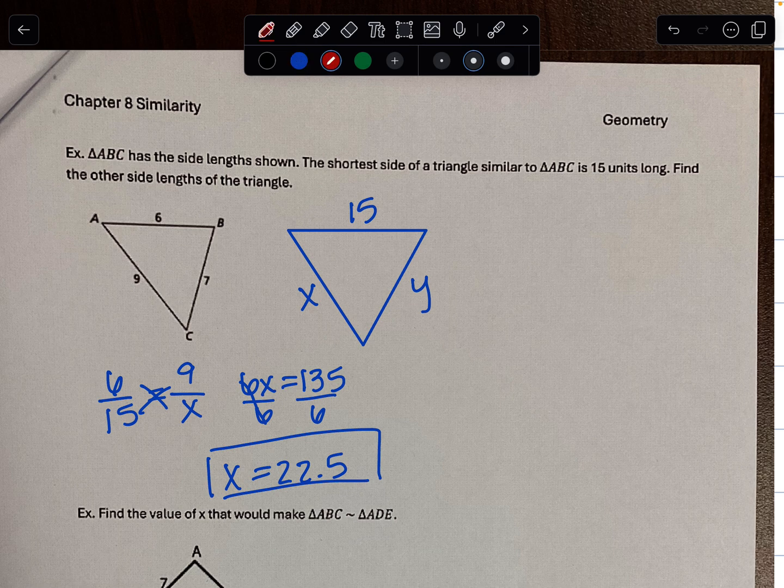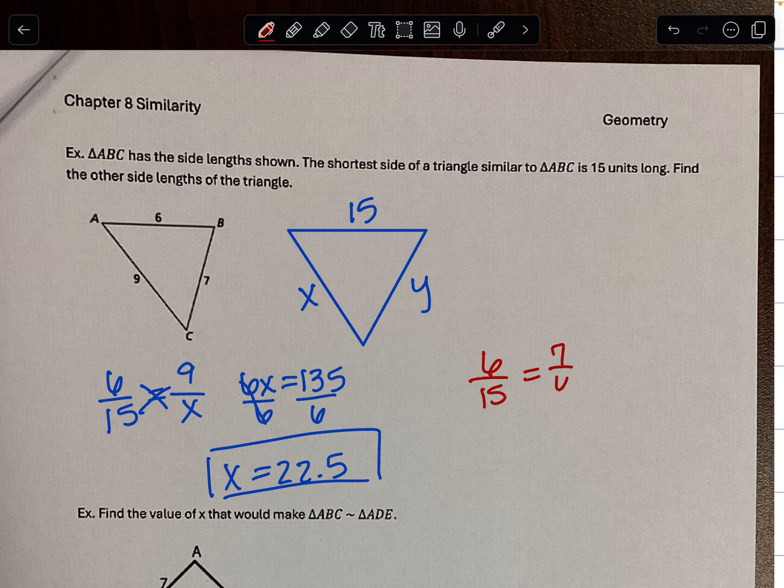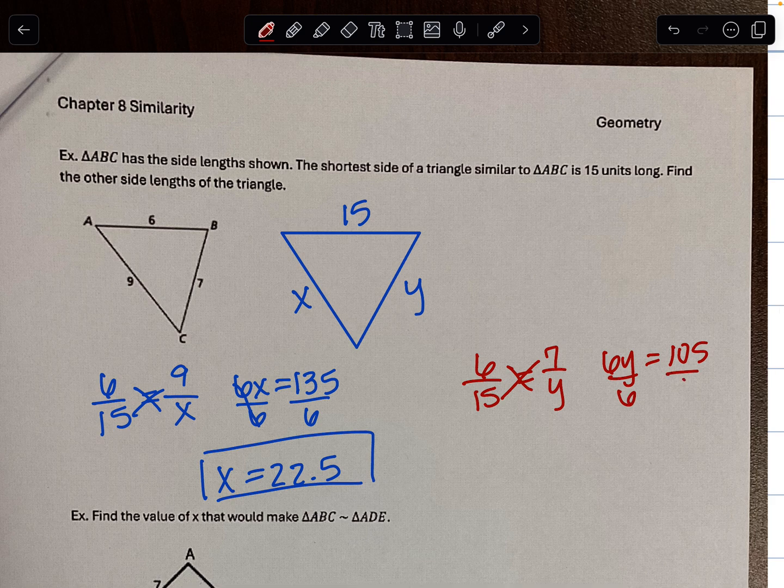Okay? What about setting up to solve for y? 6/15 equals 7/y. Good. Same idea. We cross multiply. We get 6y equals 105. So y is equal to 17.5.